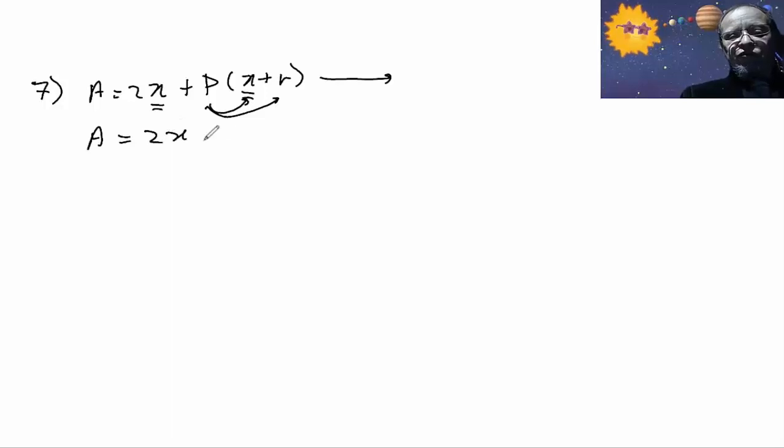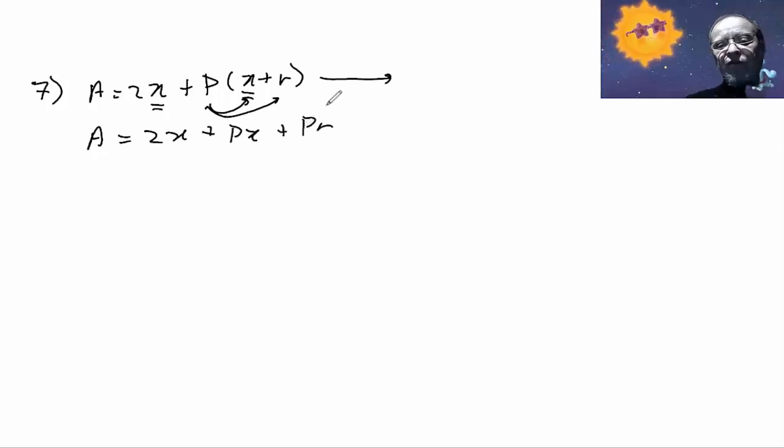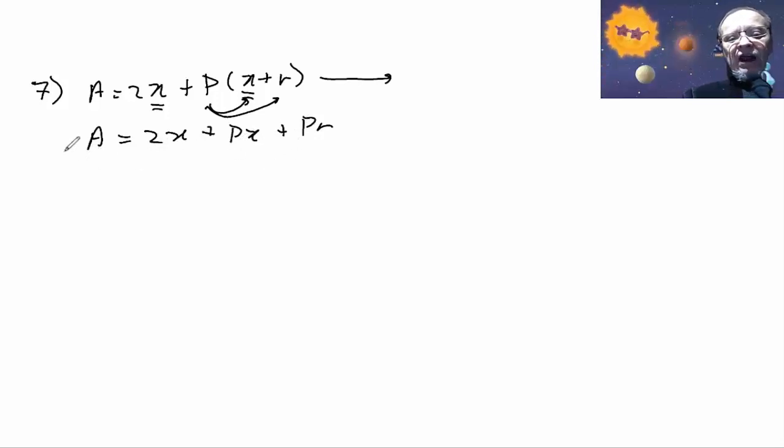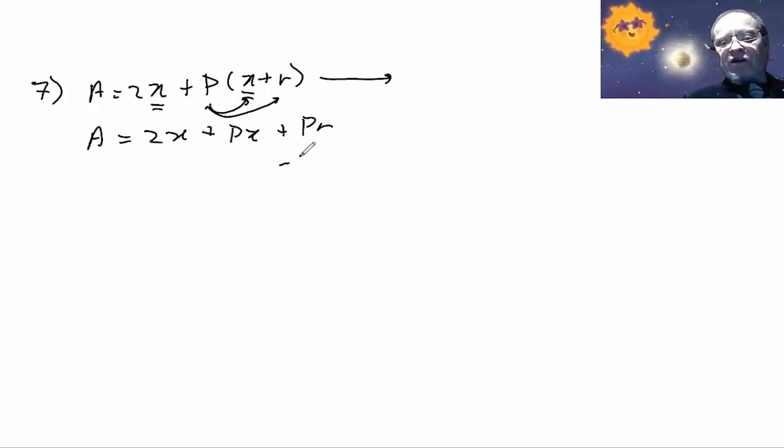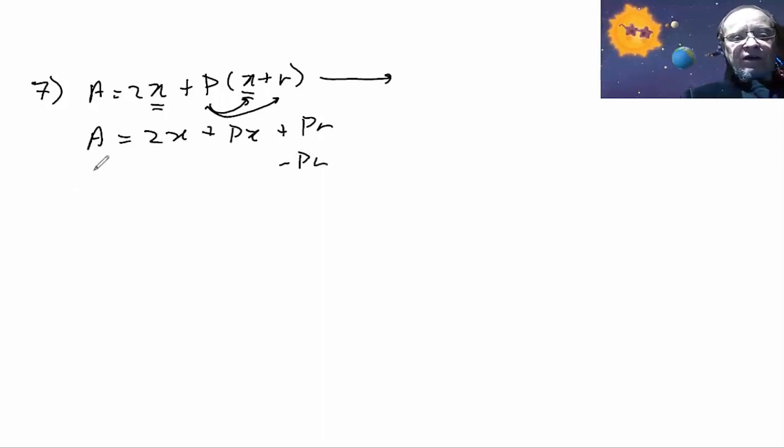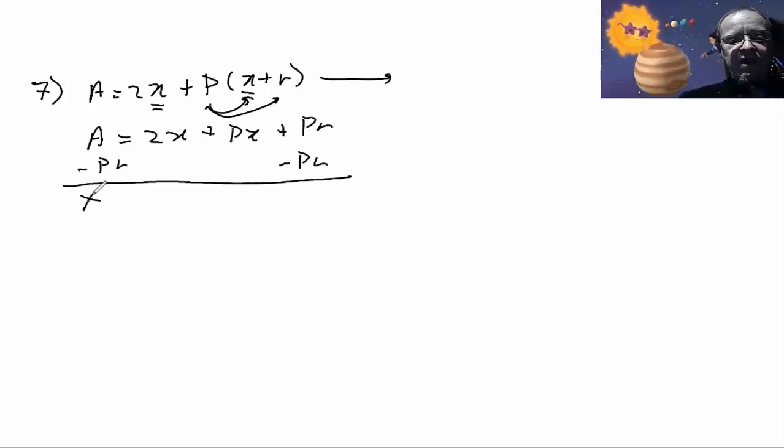So I end up with 2x plus px plus pr. Now I can bring the pr over to this side, so then I have the x's on one side and the non-x's on the other side. So here I have a minus pr, and then I get a minus pr is equal to 2x plus px.